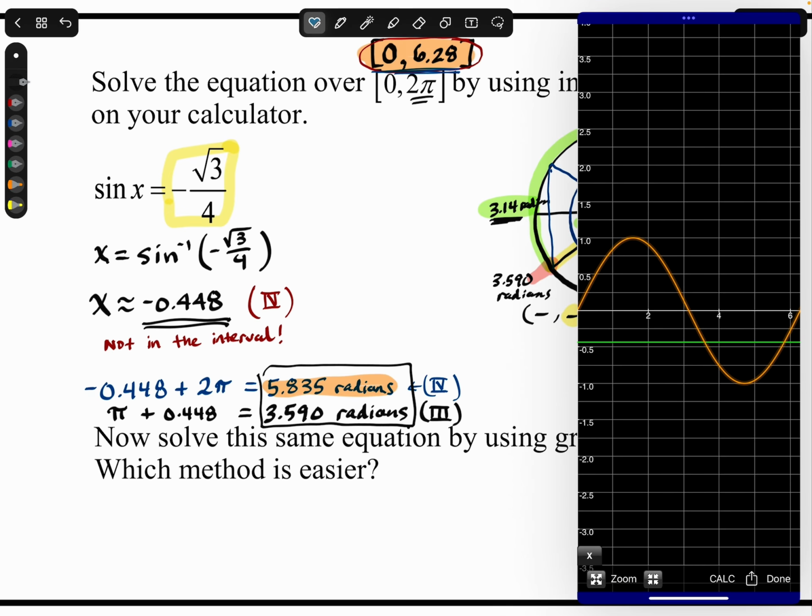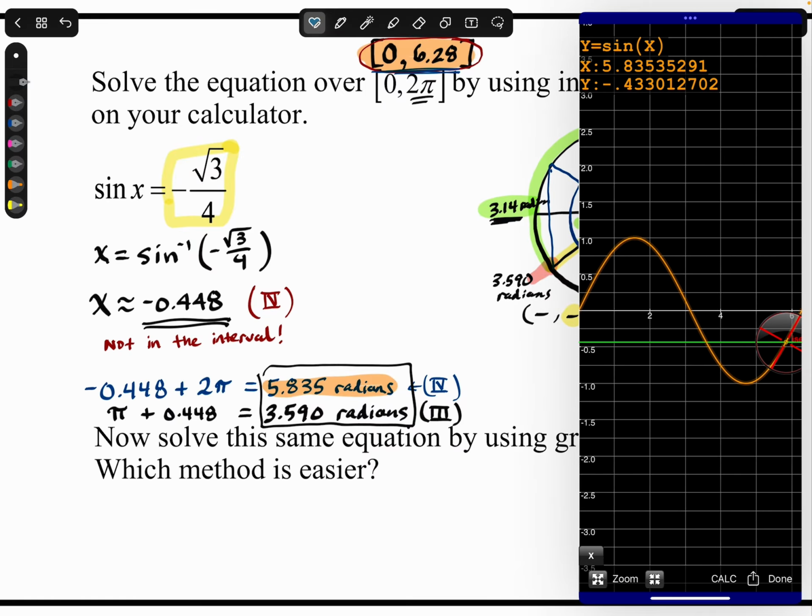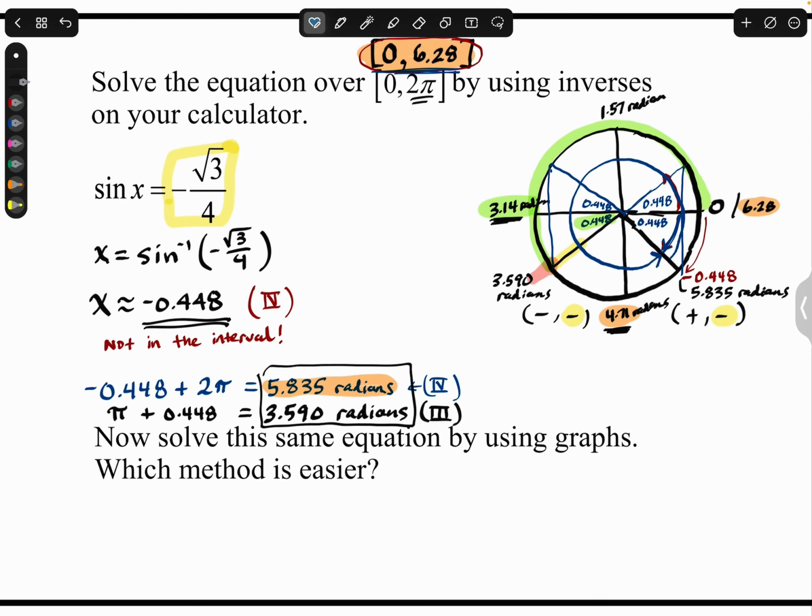Now if I'm looking at my answers, let's just find that intersection point. Bam, there's our 3.590. And here's our other one, 5.835. You see, those are our two answers. So I'll let you be the one to answer the question here. Everybody's got a different opinion, but which method did you just feel was easier? I know some of us are kind of reluctant to use the calculators there, but man, they sure make it easier if we can graph it and do it that way. So in my opinion, graphing was much more efficient.